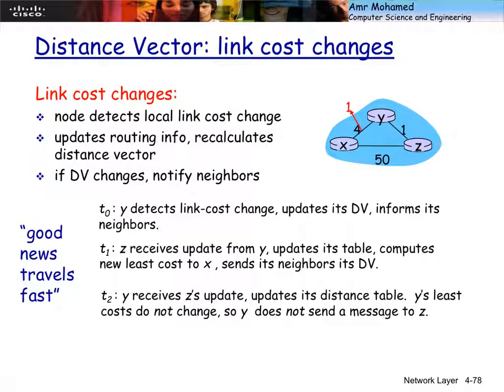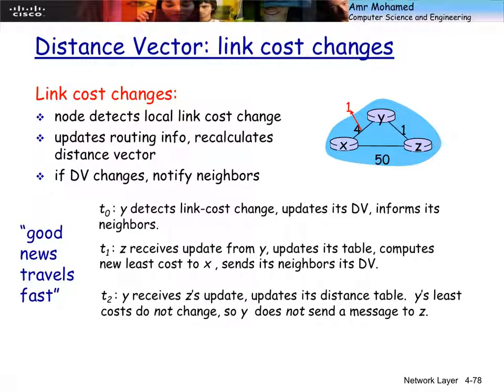So a node detects the local link cost change. So if X has one link here, and this link cost changes to something better, or the cost reduces, I need to update the routing information, which means that X will have to update the distance between X and Y, and will have to inform Y, and will have to inform Z. Right? Okay. If the distance vector changes, we have to notify neighbors.